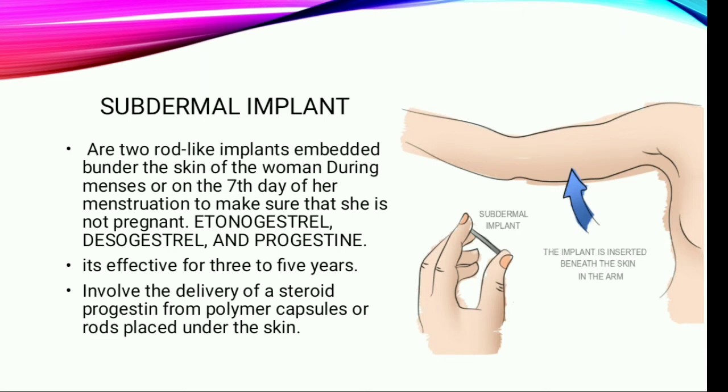It contains etonogestrel, desogestrel, and progestin. Subdermal implants are effective for 3 to 5 years. It also involves the delivery of a steroid progestin from polymer capsules or rods placed under the skin. The hormone diffuses out slowly at a stable rate.